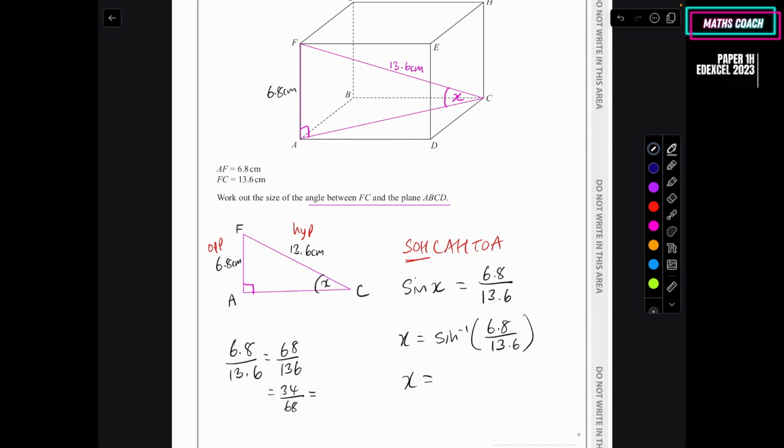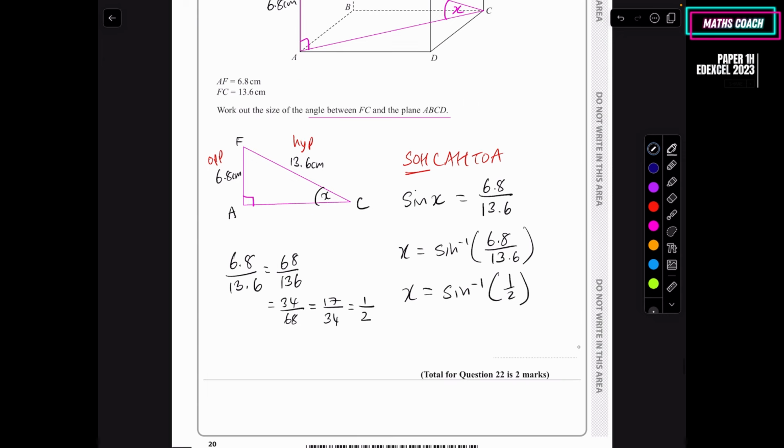So 34 divided by 2 gives us 17. 68 divided by 2 is 34. And 34, oh, hang on, we can divide both of them by 17. So 17 divided by 17 is 1, and 34 divided by 17 is 2. So we have a half. So really what we have here is inverse sine of a half. In other words, let's actually go back here, because it would have been easier to do it from there actually.